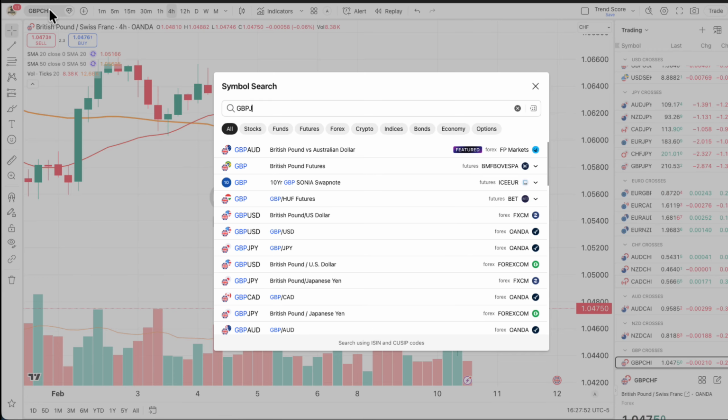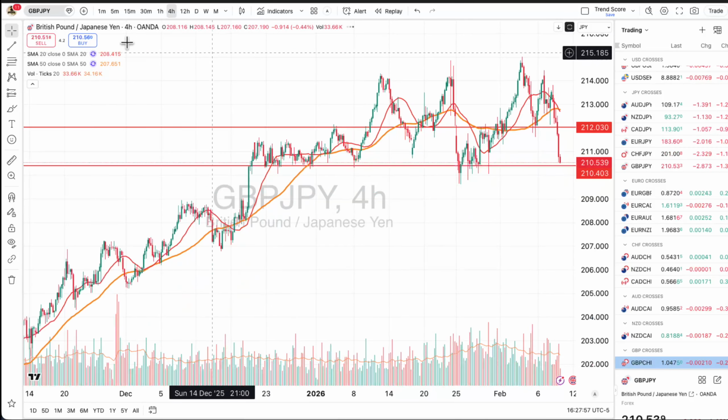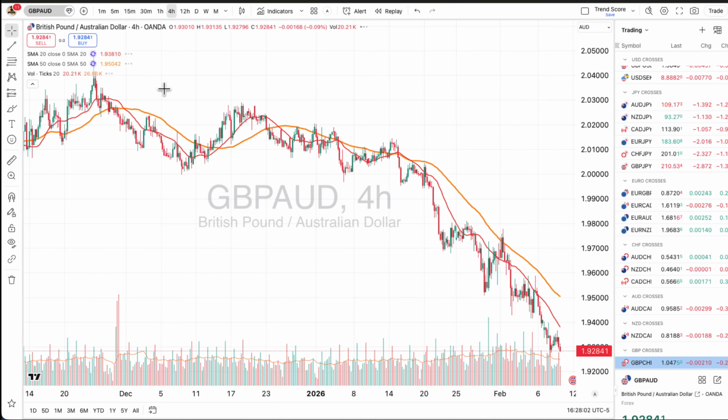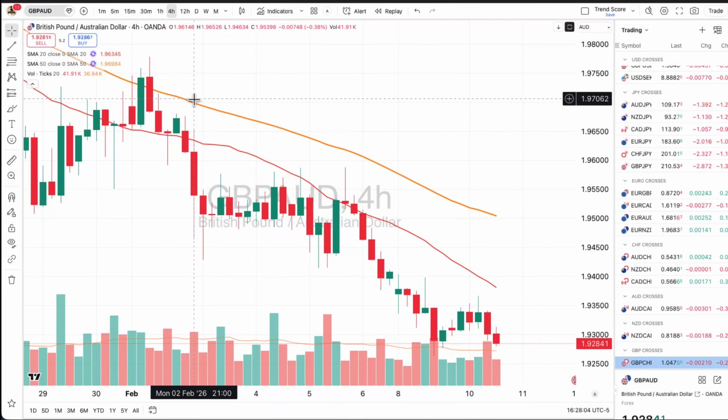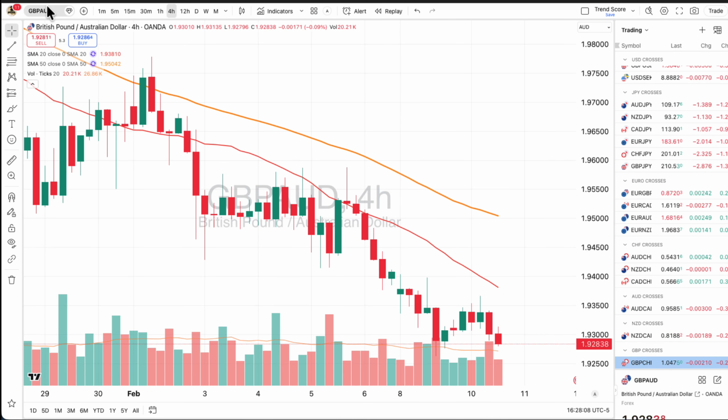Here's the pound against the yen. You can see we're getting a nice little reversal here. So pound, pretty much everything is moving down against everything else. Here's the pound against the Aussie. You can see this thing has been a great short. Some bear rallies, some bases to short into.